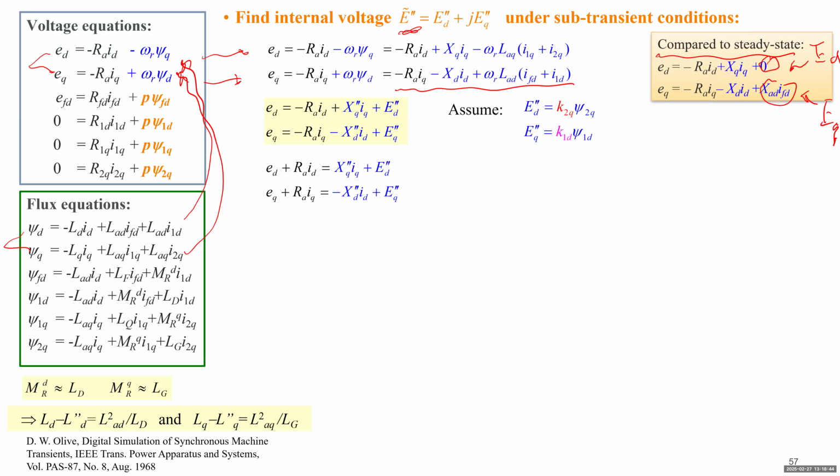And they don't have exactly the same number because they cannot. They are based on different units, so you have to put some coefficient here. This is the same: EQ double prime has to be proportional to psi 1D. Psi 1D is the faster dynamic in the D axis compared to the field flux linkage. Is this clear? Yes. It has to be a coefficient. It cannot be one.